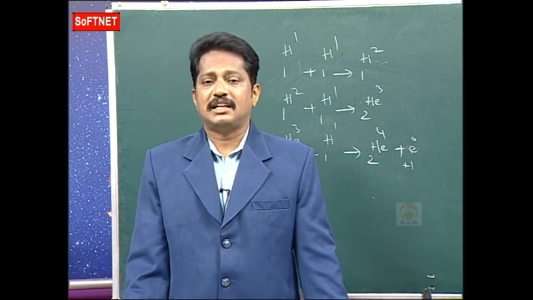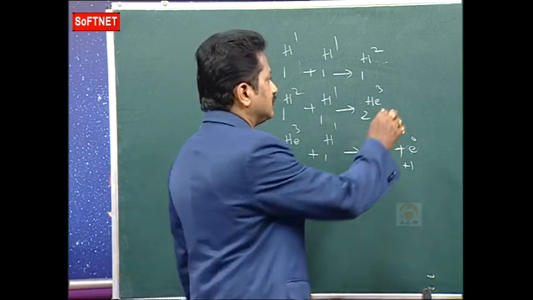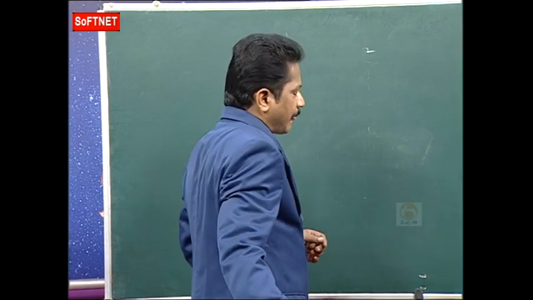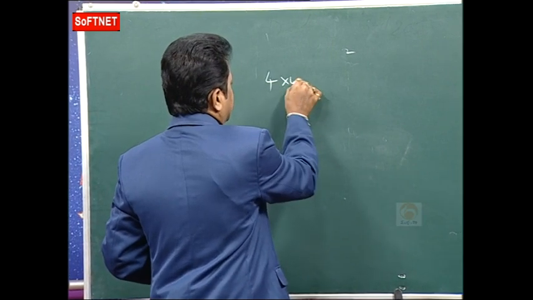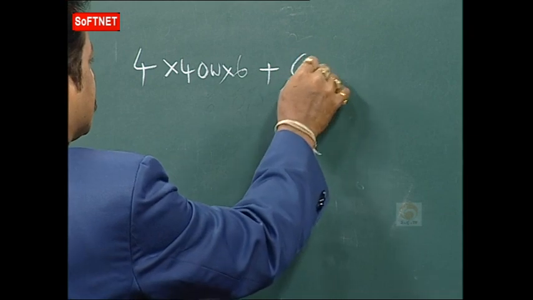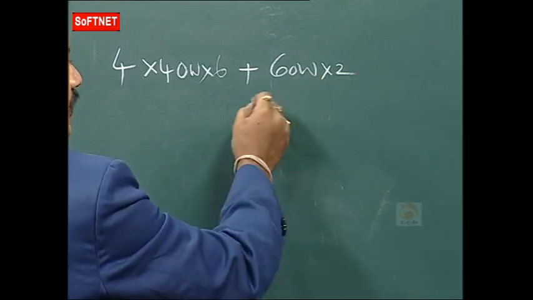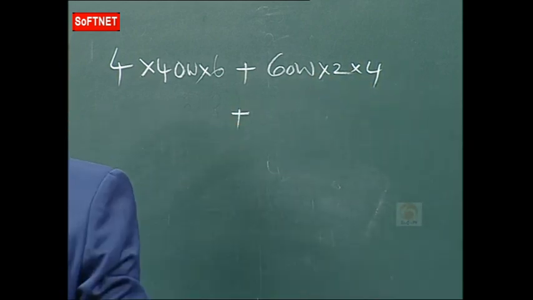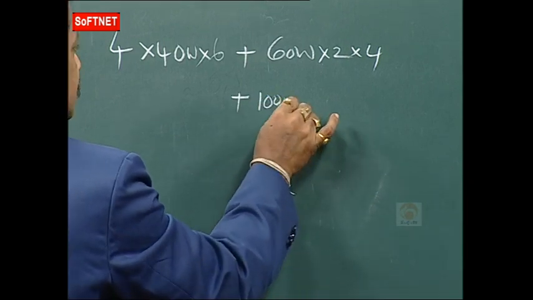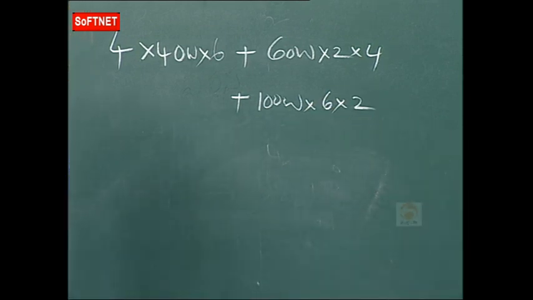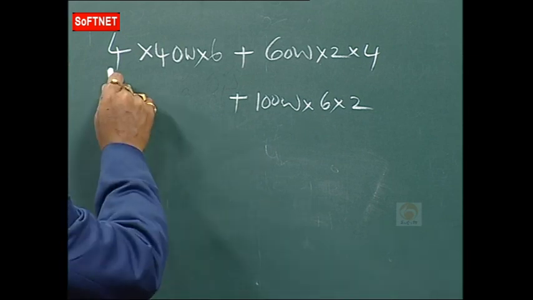So for example, there are 4 tube lights, each one 40 watts and used for 6 hours per day, and there are 2 bulbs of 60 watts, used for 4 hours per day, and you have fans of 100 watts used for 6 hours, and you have 2 fans, these only. You want to know how much electricity is consumed per month.